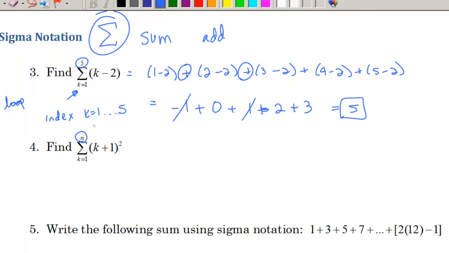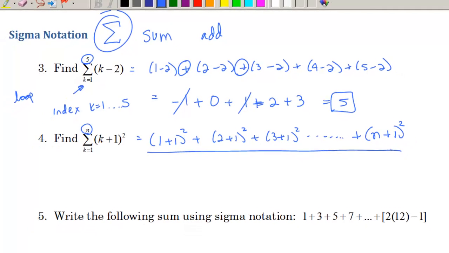Right here, I'm going to go to n. Well, isn't that forever? Ooh, what is that? So that would be like 1 plus 1 squared, plus 2 plus 1 squared, plus 3 plus 1 squared, and I would keep going until I had n plus 1 squared. So I physically cannot add all that up, but that's what that means if you were to expand it.